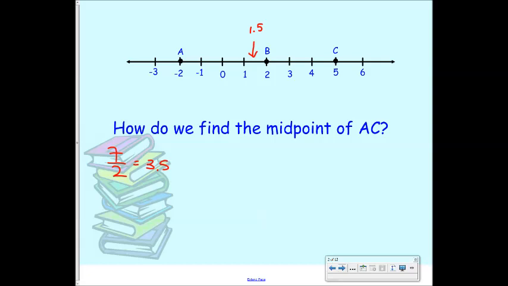What is 5 plus negative 2? Equals 3. And what's 3 divided by 2? Which is our midpoint. So to find the midpoint, you take the ends and you add them together and divide by 2. Does anybody have a guess on why we add them?